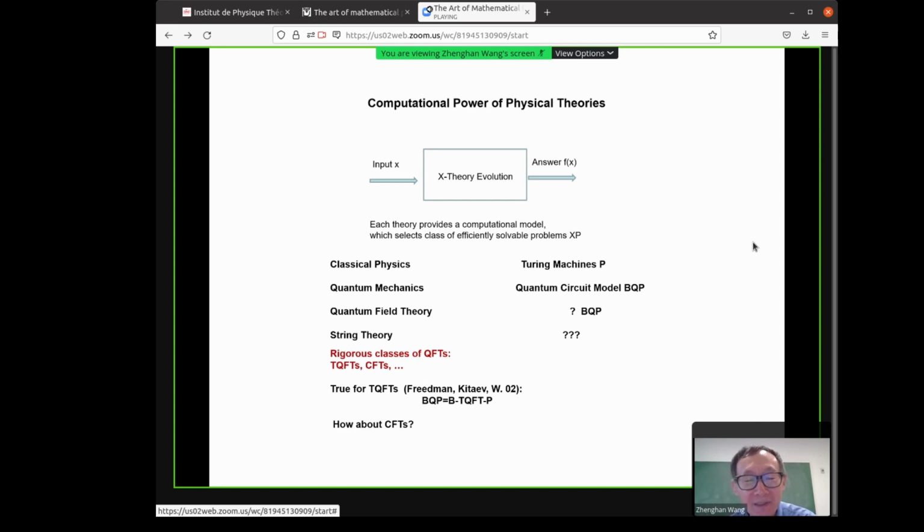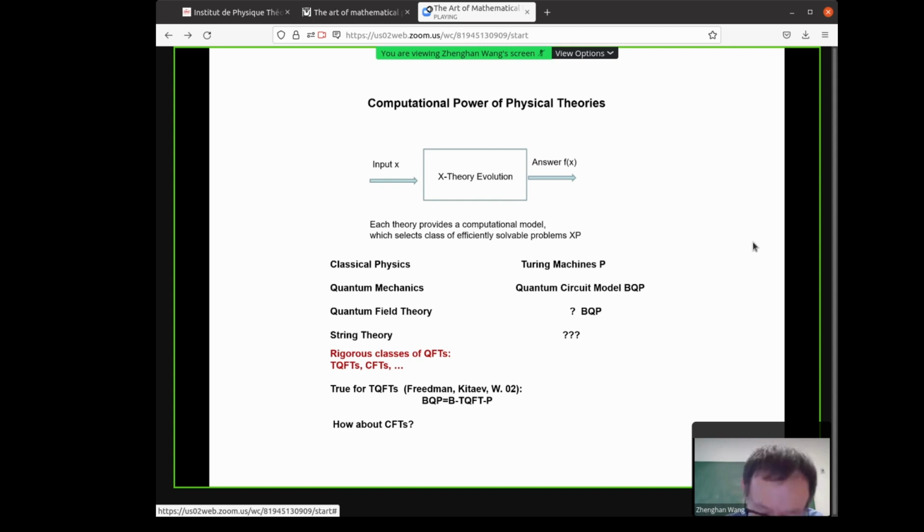If you think this way, then you can put any physical theory into the box. If you put in classical physics, that's the Turing machine. If you put in quantum mechanics, that's exactly quantum computing. And the question I'm interested in is, if you put in quantum field theory, do you get anything new? Most people believe there's nothing there. It's the same thing as quantum mechanics.